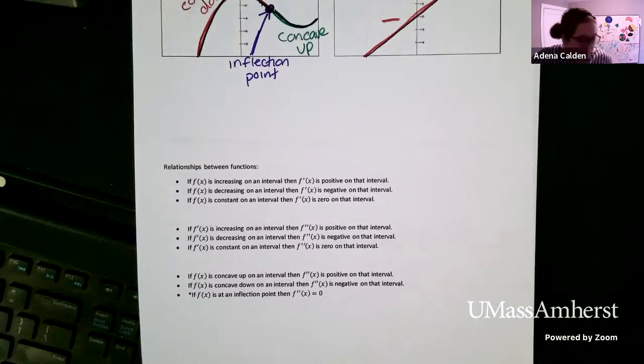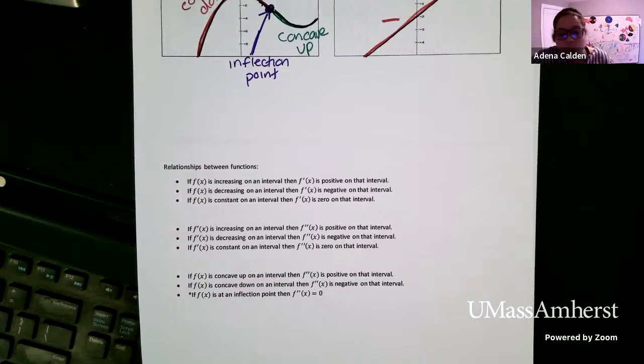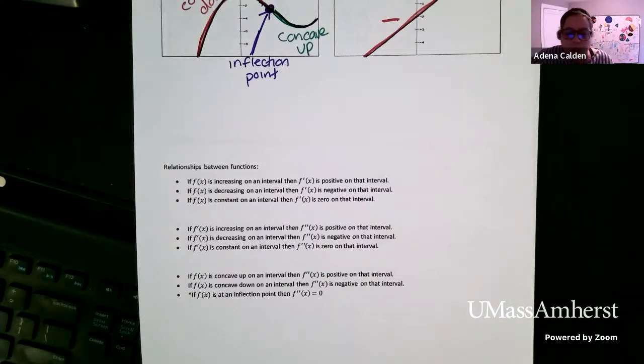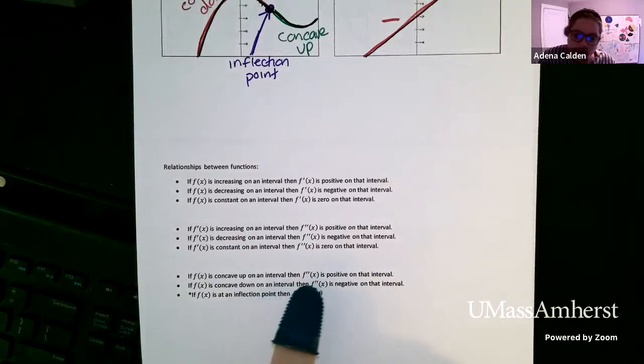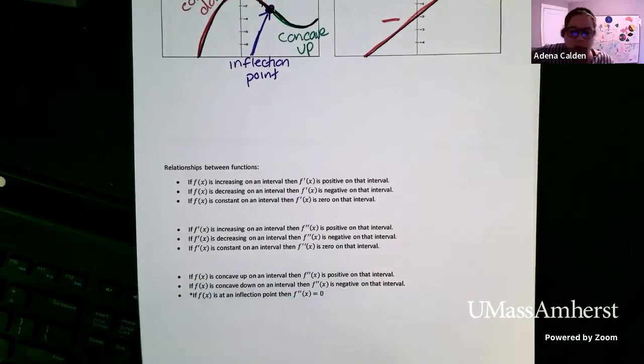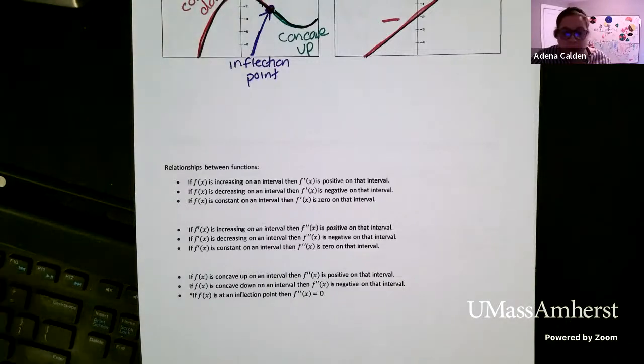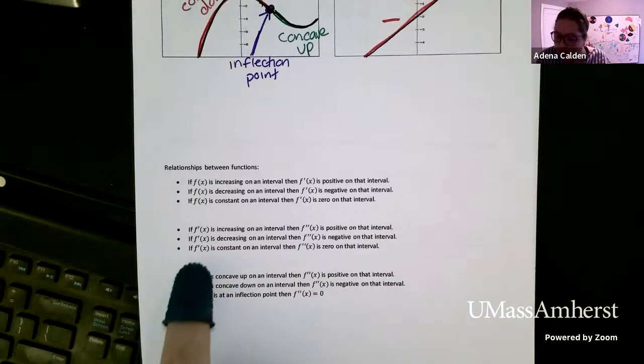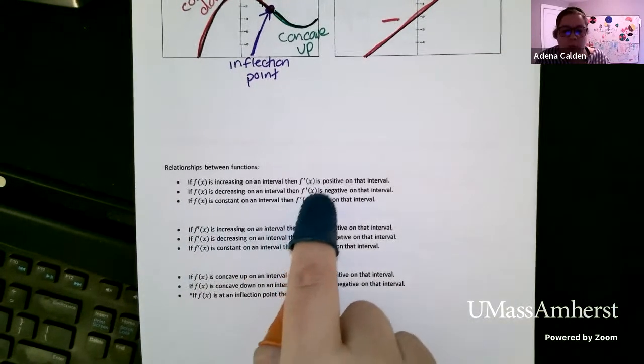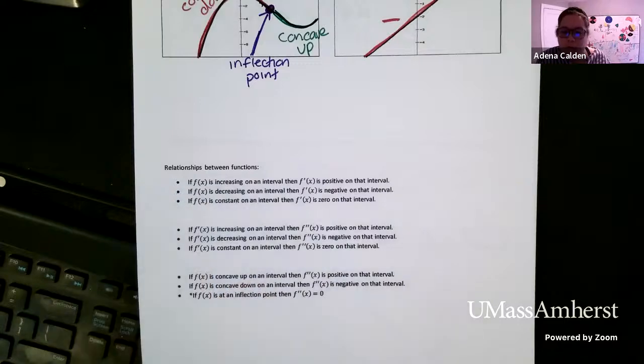Now, what's tricky is you never really know which relationships you're going to need to use until you really understand what you're trying to find. So you may be given information about the second derivative and asked questions about the original function. So then you're going to want to think about the relationships we know about the second derivative and the original function. But I could also give you information about the first derivative and ask you about the original function. So that's where these come in, first derivative, original function.